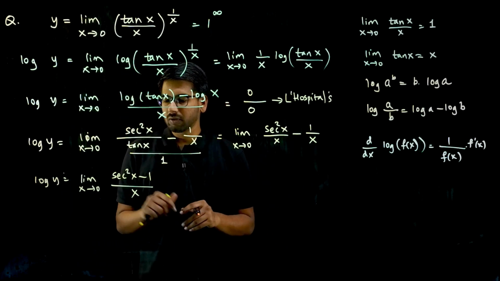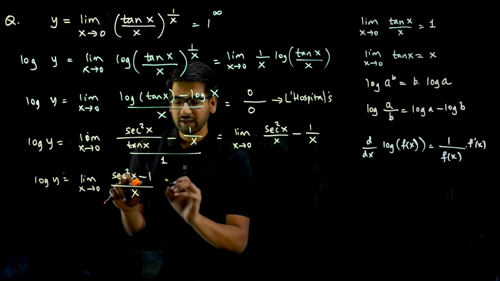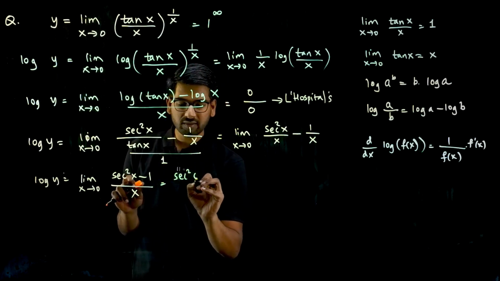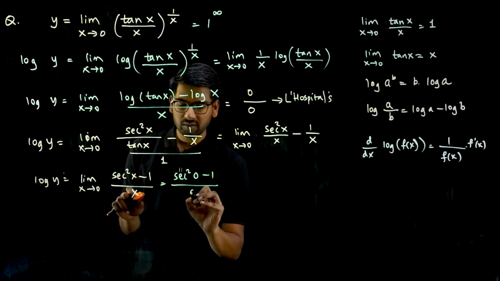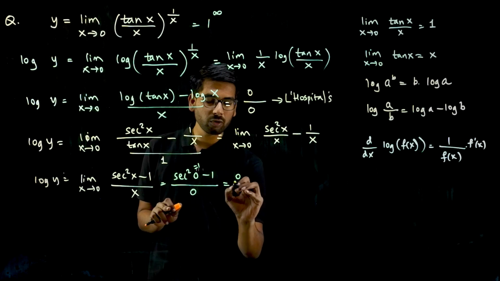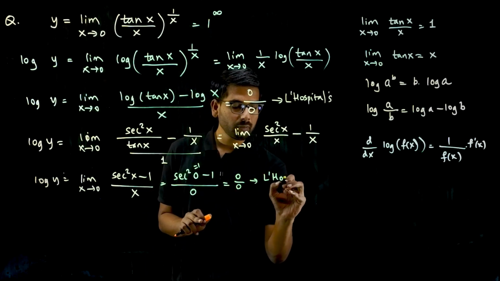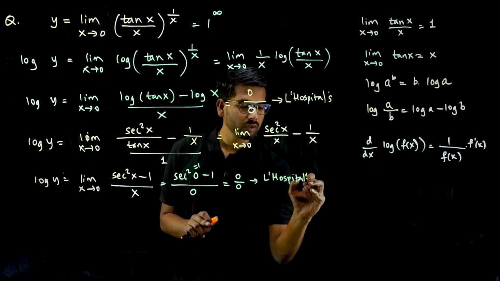Now we will evaluate the limit by substituting 0 in place of x. We will get secant square 0 minus 1 by 0, and secant square 0 is 1. So 1 minus 1 by 0 is 0 by 0. If you see 0 by 0, what you have to do? You have to apply L'Hospital's rule.